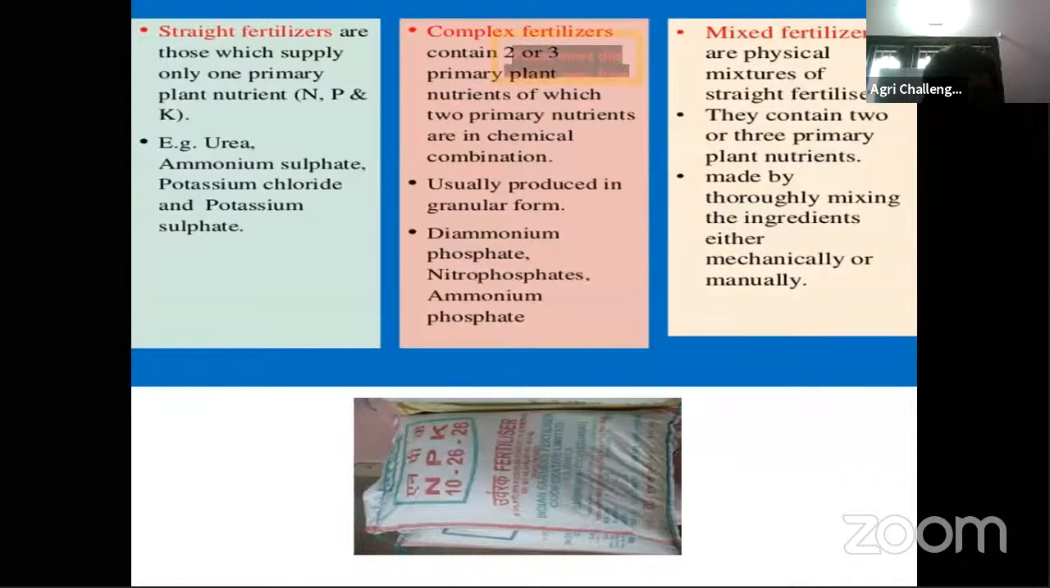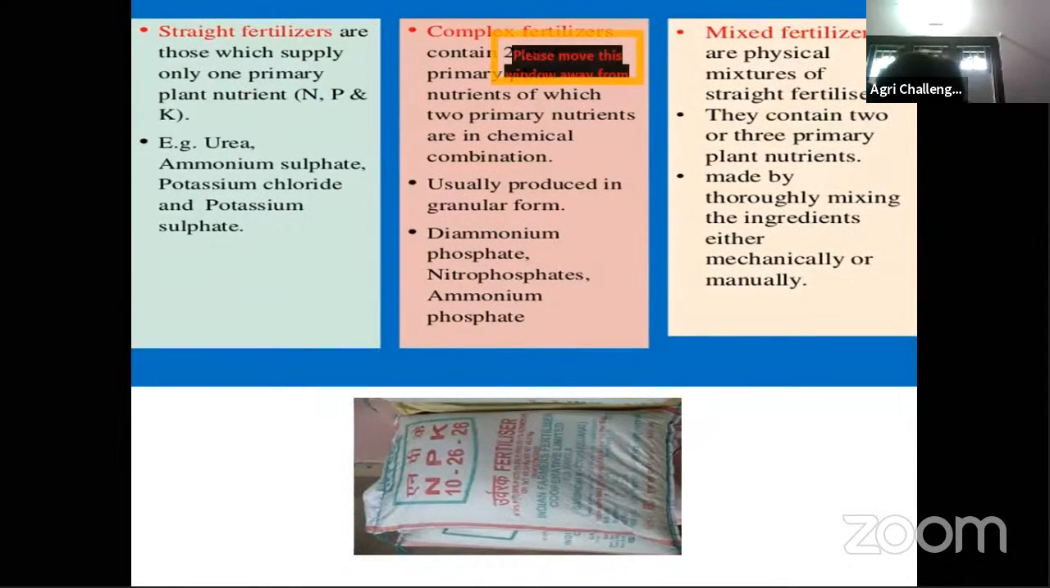Usually produced in granular forms like your DAP, nitrophosphate, ammonium phosphate, all comes under complex fertilizers. Then coming to mixed fertilizers, a physical mixture at farm level, field level, or factory level. In a complex fertilizer, each granule has all your NPK. If you take one DAP granule, that single granule itself contains both N and P.